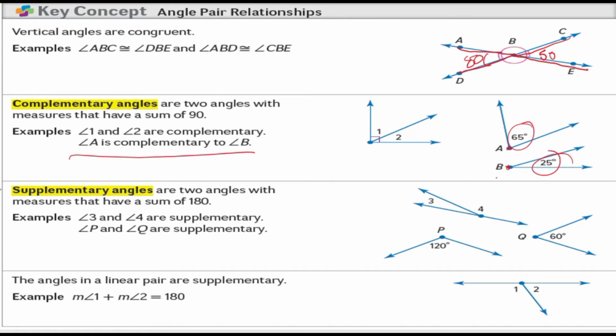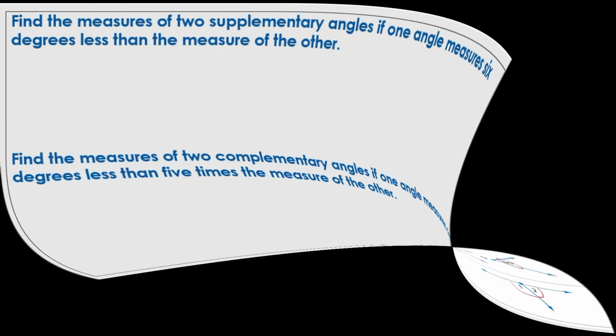Similarly, supplementary angles add up to 180 degrees. So if you add this angle and this angle up, they are supplementary, and they add up to 180 degrees. And if they are adjacent, they form a linear pair. If the two supplementary angles are adjacent angles, they are a linear pair. Angles in a linear pair are supplementary. So the two angles that form a linear pair add up to 180 degrees and are supplementary.